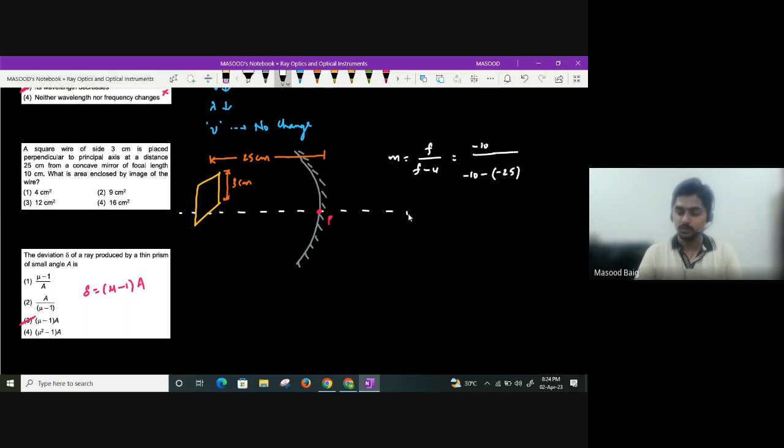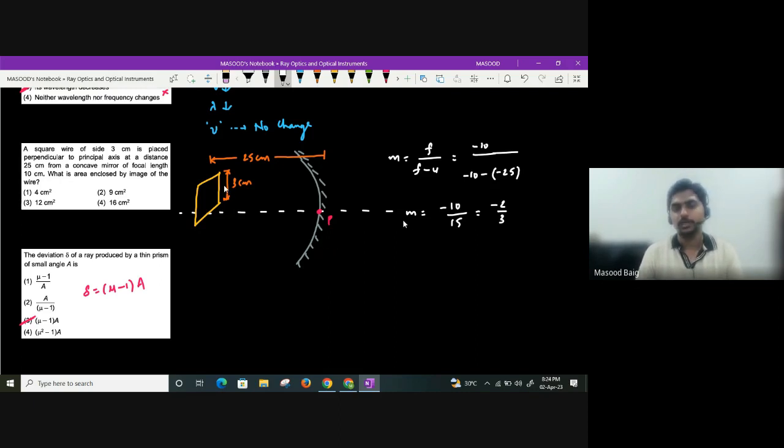So what is magnification for us here? Minus 10 divided by 25 minus 10, which will be 15, right? So what will I get? Minus 2 by 3. Is that clear?